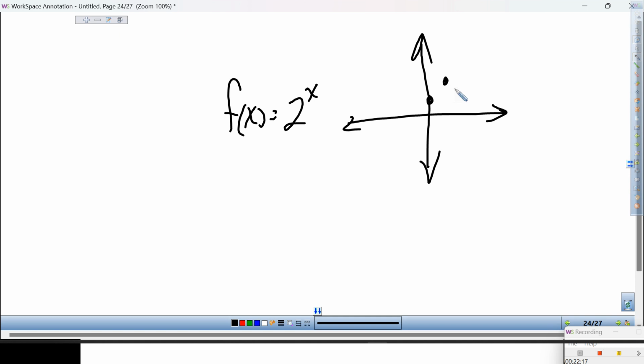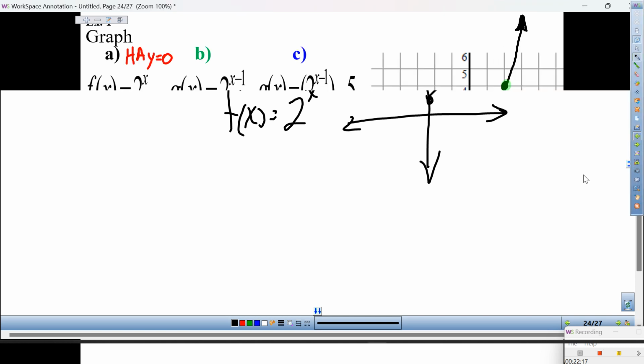One, 2, and what else? 2, 4. And that's how it's going to go. You start with that, and then you do transformations with whatever. Pretty straightforward, yes? All right.